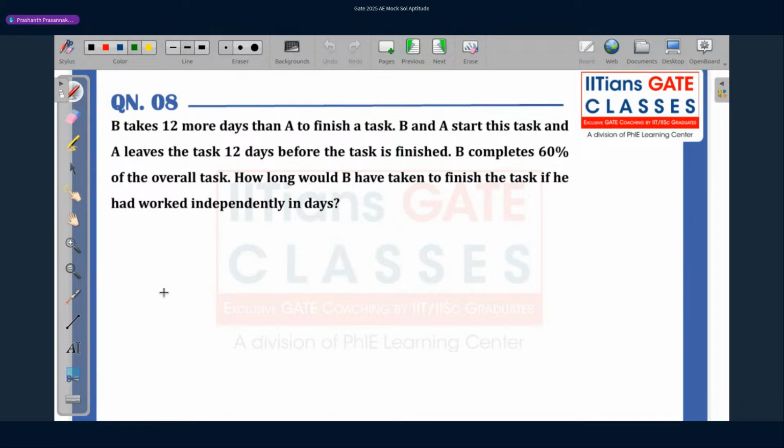B takes 12 more days than A to finish a task. B and A start this task and A leaves the task 12 days before the task is finished. Then B completes 60% of the total task. So how long would B have taken to finish the task if he had worked independently, in days?